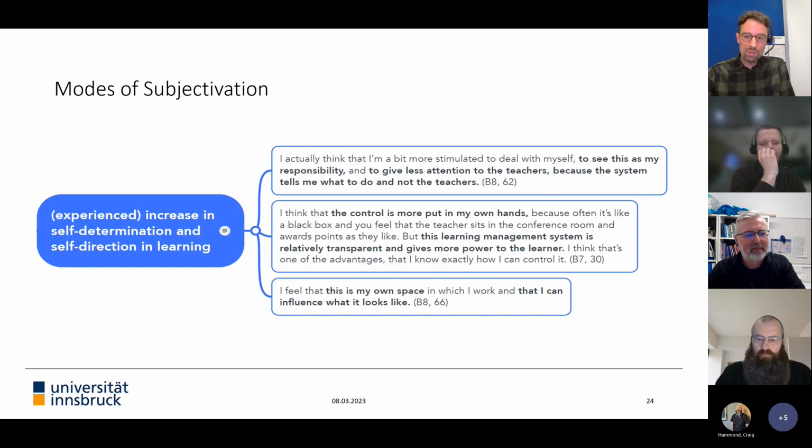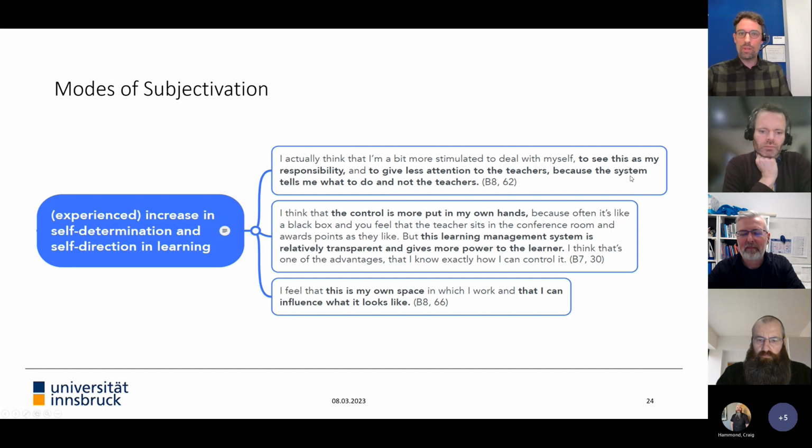I think it's really interesting that they trusted the system more than the teacher and think they are more responsible because they are following the system. Another student says, now the control is more put in my hands, because often it's like a black box and you feel that the teacher sits in his conference room and awards points as they like. But now this learning management system is relatively transparent and gives more power to the learner.